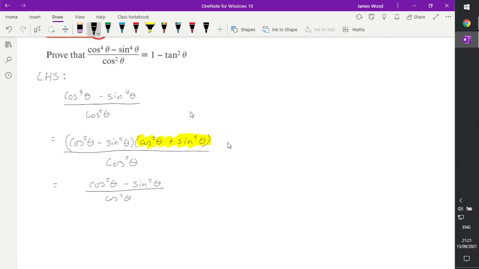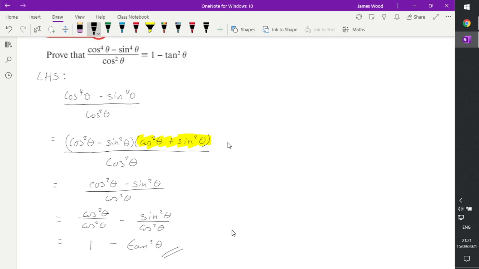We've got to try and get to 1 minus tan squared. Let's just separate this out. So I've got cos squared theta over cos squared theta minus sine squared theta over cos squared theta. And now hopefully we can see where our answer is going to come from. So this fraction is equal to 1, and this is going to be equal to tan squared theta. And that is our result, and we've proved it.